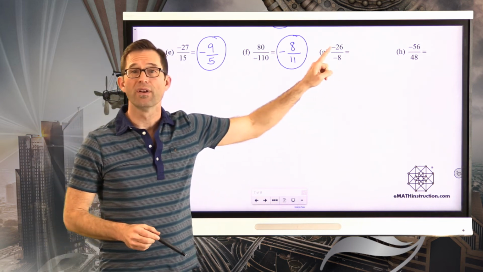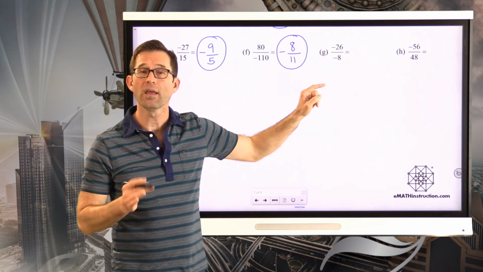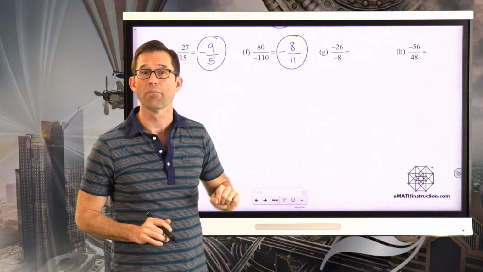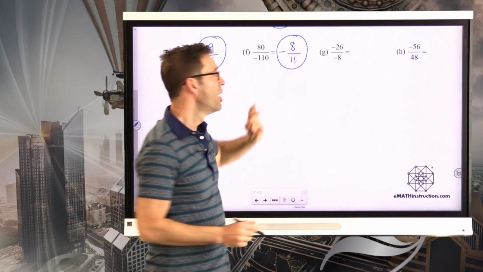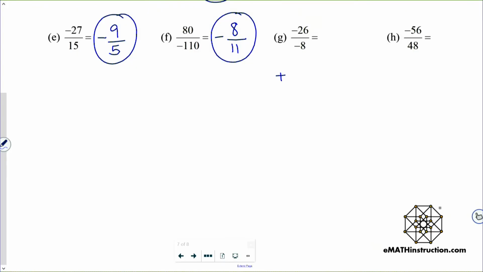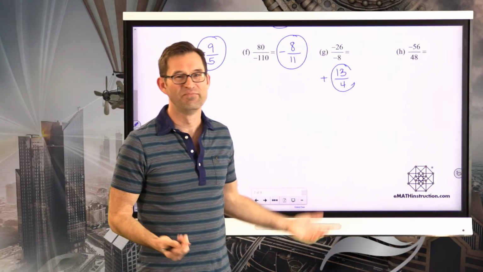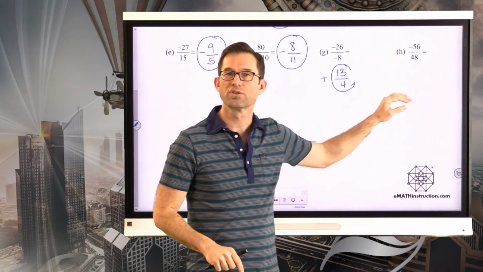Letter G, I have a negative 26 divided by a negative 8. Overall that fraction must then be a positive because a negative divided by a negative is a positive. So I can then divide 26 by 2 and get 13. I can divide 8 by 2 and get 4. So I get positive 13/4. That's a dead portion of the screen. And letter H, you never know. Some parts of the screen just don't want to write on.